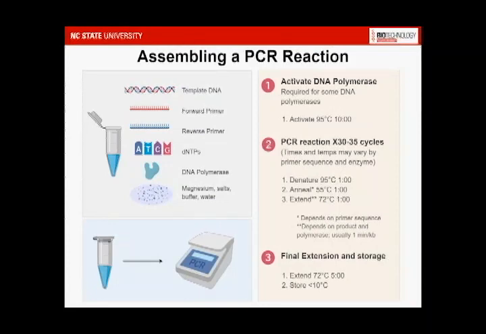Following 30 to 35 cycles of the PCR, for some applications it's prudent to also include a final extension step, which will allow any products that are in progress to be completely extended. Amplified PCR products can be stored for later use at less than 10 degrees Celsius.